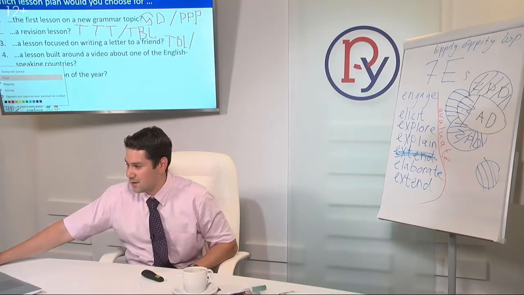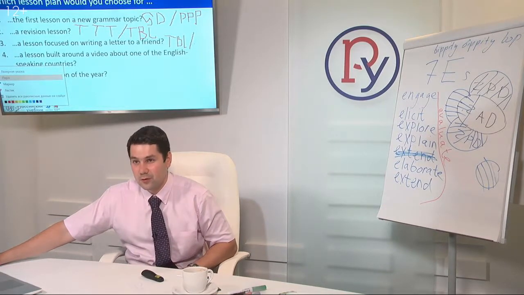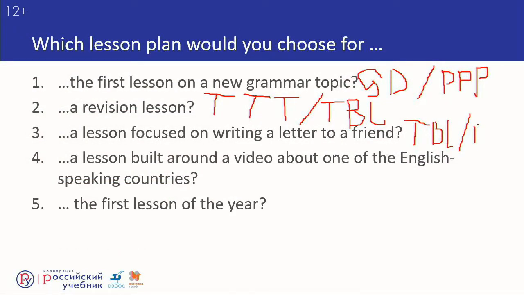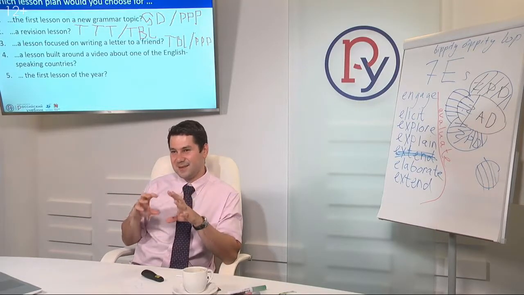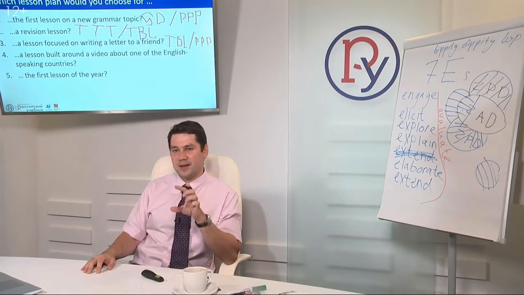A lesson focused on writing a letter to a friend can also be performed through PPP, presentation, practice, production. Presentation is when you present them with different letters to a friend, authentic material. Then you practice different parts of the letter. For example, writing the first part with the greetings, answering questions, and then writing the last part. So you focus on the micro skills of writing. And then production, where they actually write the letter. So you can do this through PPP.